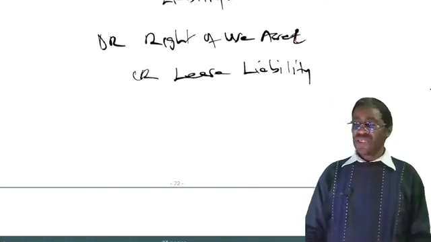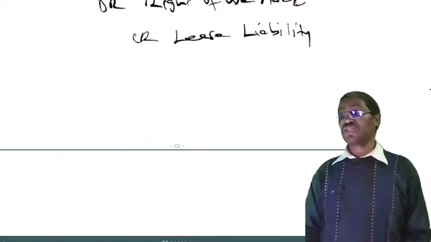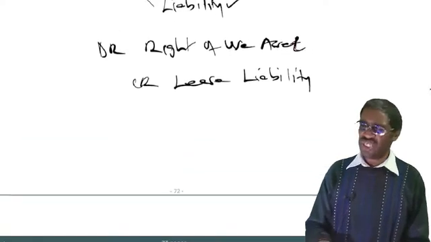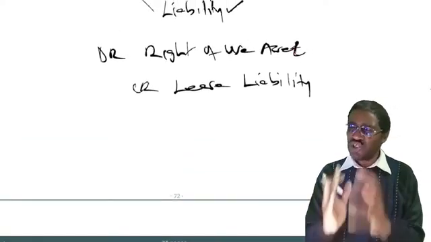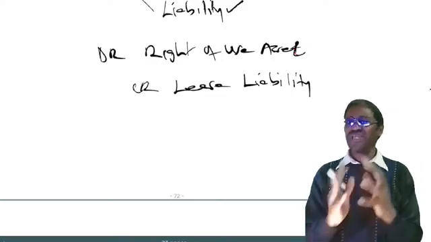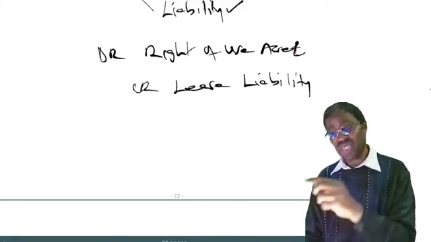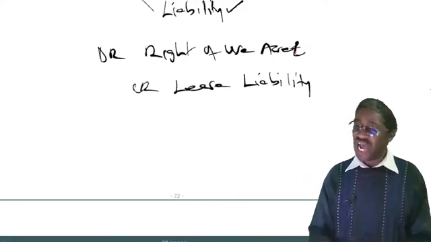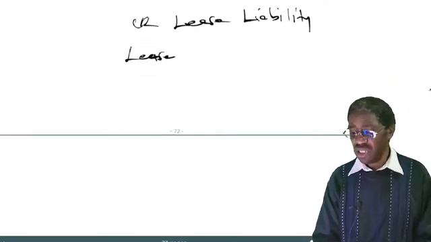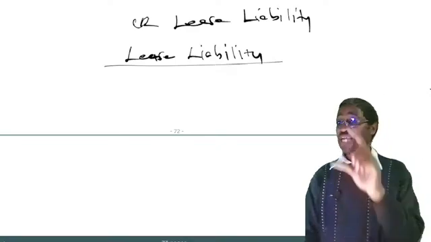Good. Now let me go to the most critical part of the topic. That was just the introduction. Now we are going to some of the critical parts of the topic. So the question is this: how do you determine the amount to be recognized as a lease liability, and how do you determine the amount to be recognized as the right of use asset? Let me start with how to determine the amount the lessee will recognize as a lease liability.